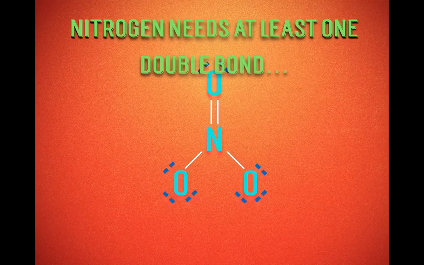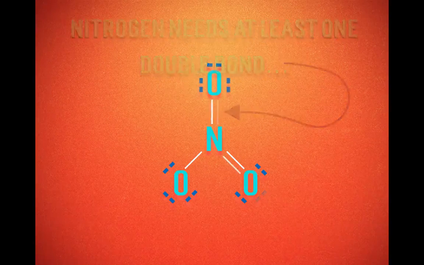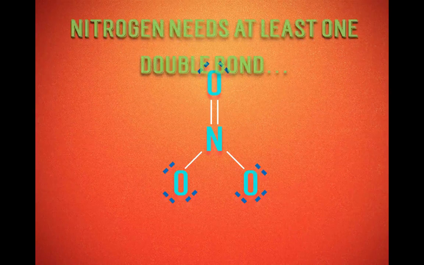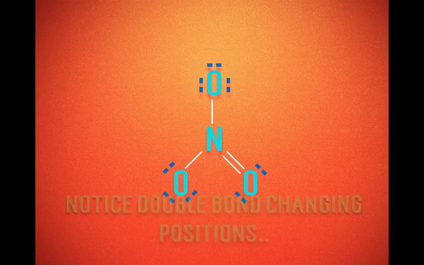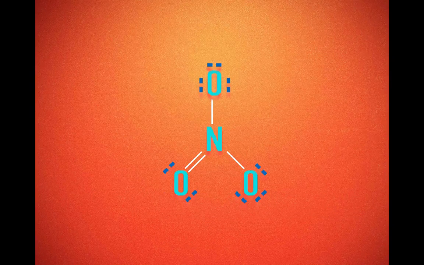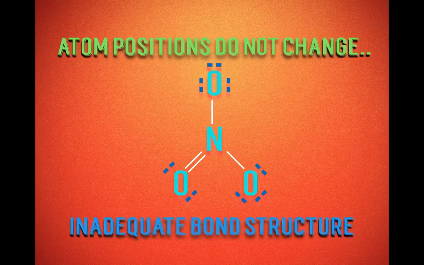Nitrogen needs at least one double bond, and you'll notice that I have 3 oxygens surrounding it. Now notice that double bond. That double bond can actually switch over from the top oxygen to the bottom oxygen, the bottom right. So that double bond switches positions. The atoms don't switch positions, they remain the same. Just notice how that double bond can go from one bond to another.